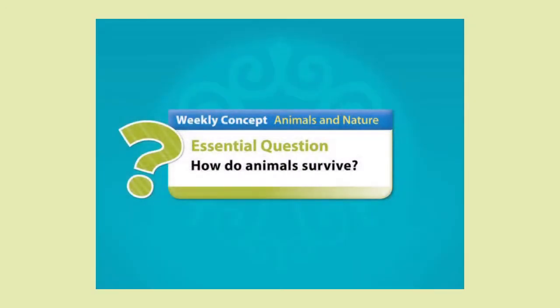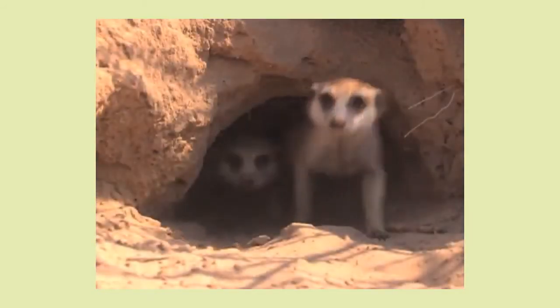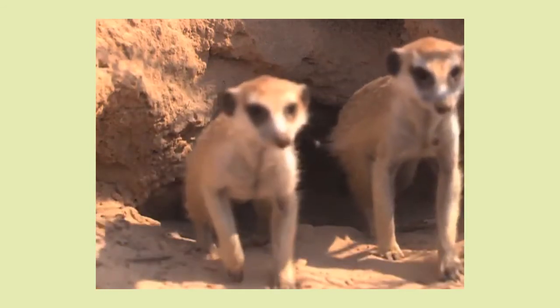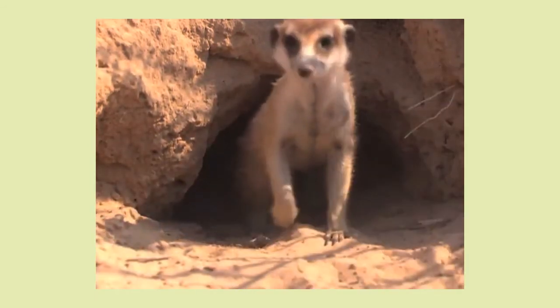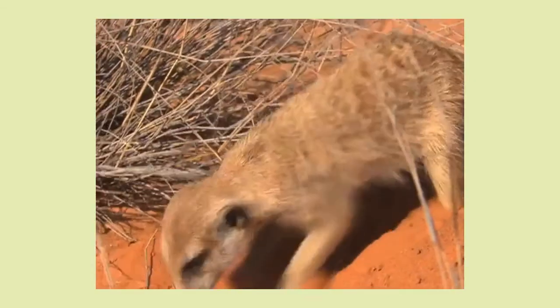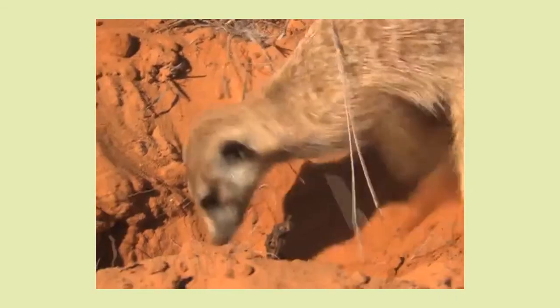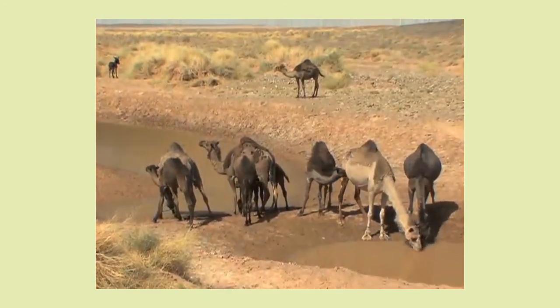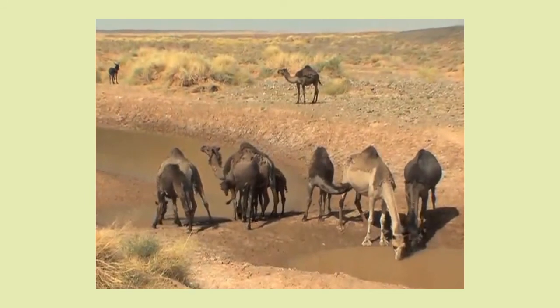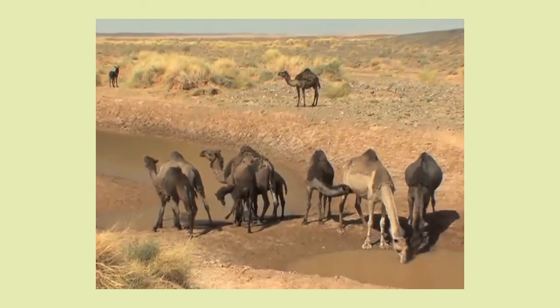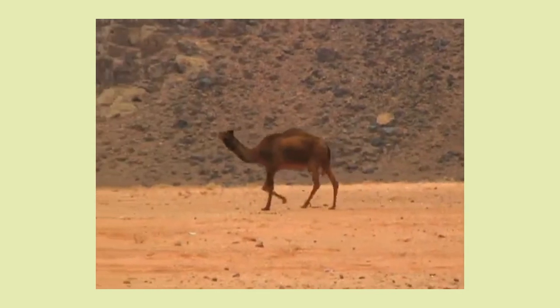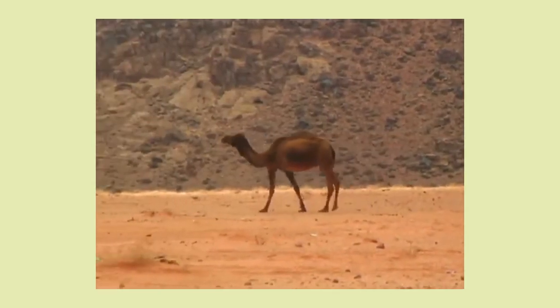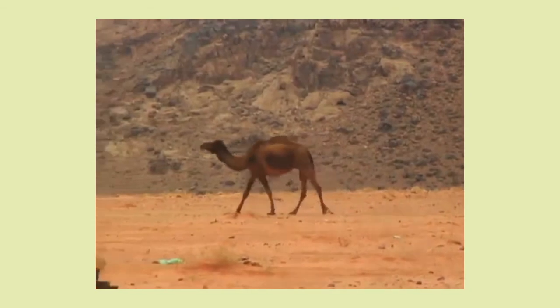Animals and nature. How do animals survive? Animals adapt to survive. Meerkats have adapted to living in hot places. They dig burrows that help them escape the heat. Camels have also adapted to living in hot, dry places. They can go days without drinking water. Their wide, tough feet help them walk across the hot sand without sinking.